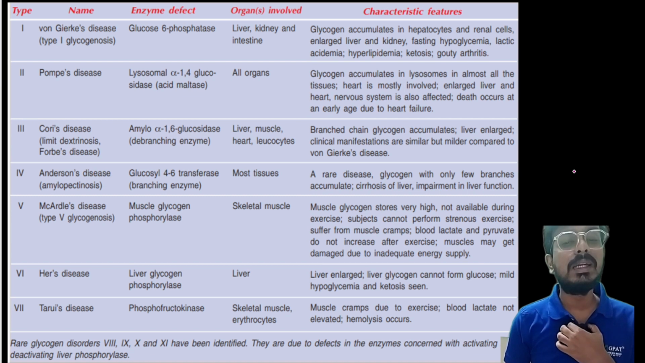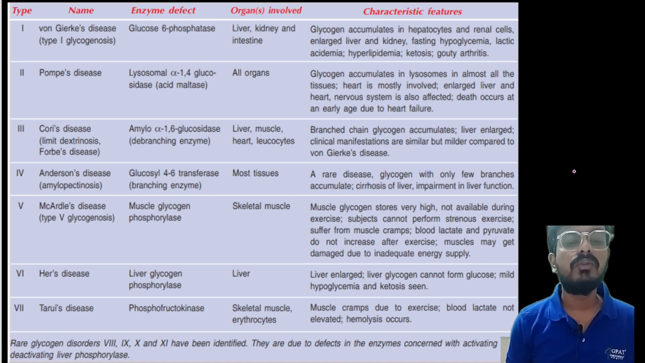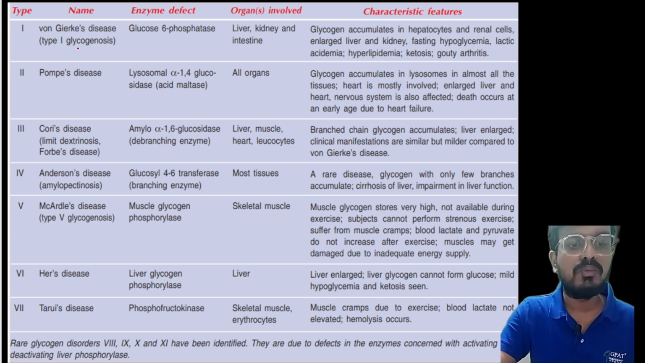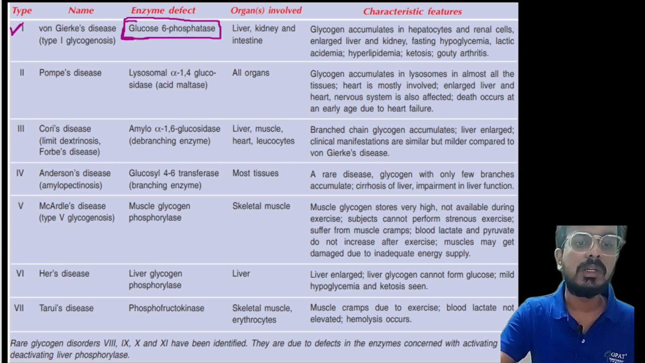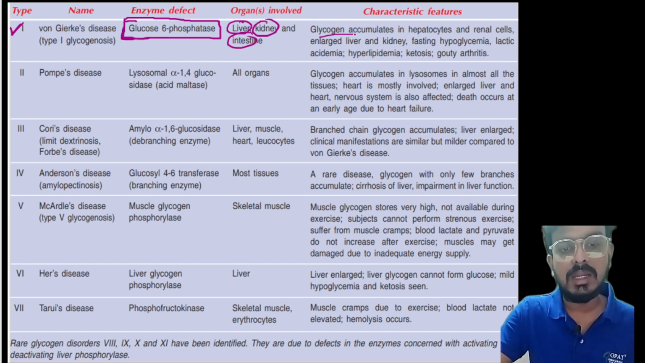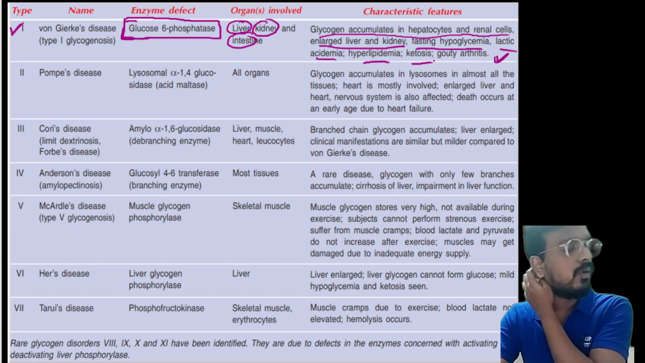The last one is, what are the diseases linked with the different types of glycogen? We call it glycogen storage disease. First one is type 1 glycogen storage disease, also known as von Gierke disease. This question was once asked in an exam. Von Gierke disease is a deficiency of which enzyme? The enzyme defect is glucose 6 phosphatase. The organs involved are your liver, kidney, and intestine. The characteristic picture is glycogen accumulation in liver hepatocytes and renal cells, enlarged liver and kidney, fasting hypoglycemia, lactic acidosis, hyperlipidemia, ketosis, and gouty arthritis. These are the consequences, or we can say the characteristic picture.